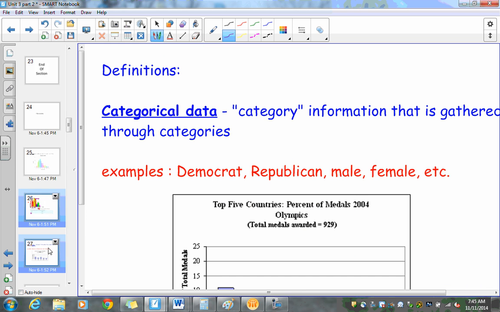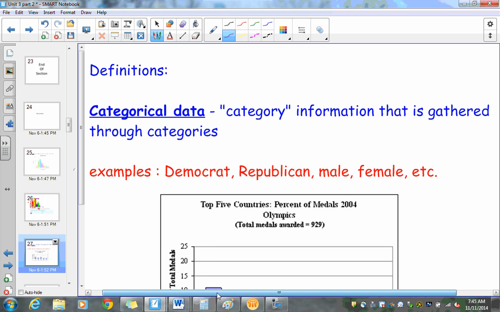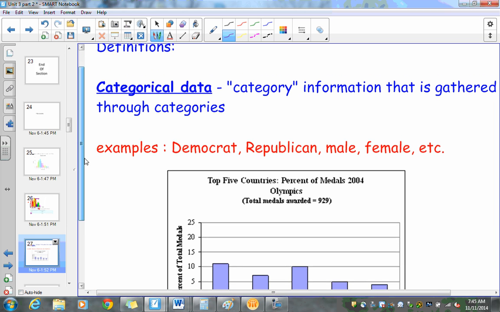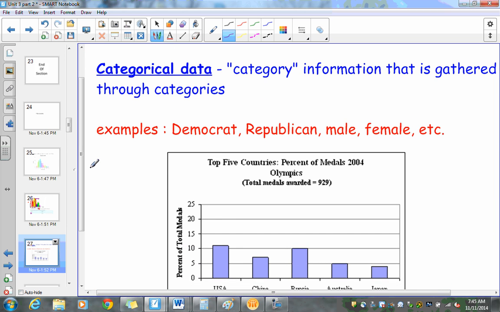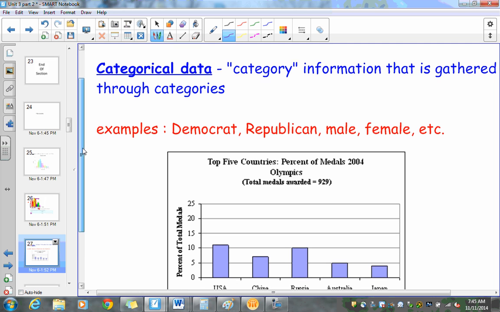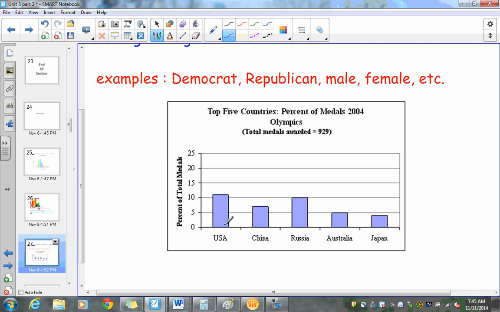Okay, moving on. A couple of definitions, and I'm going to speed through this a little quickly, so you might have to pause the video. So categorical data is when the information is gathered in categories. Notice the example that I gave you is that all the information here is in nationalities. Okay, so I'm not grouping them through anything other than categories. And of course, there's many different examples, and I just use this. Democrat, Republican, you can do male, female. Those are all different categories.